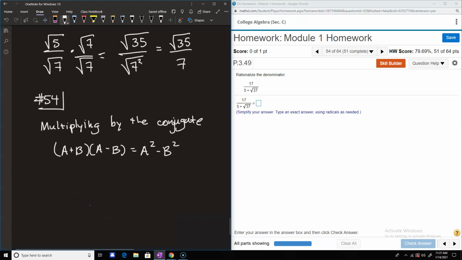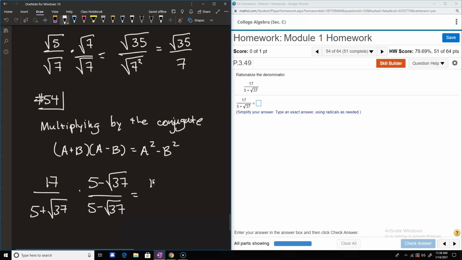So when we have this expression, 17 divided by 5 plus the square root of 37, we again still need to multiply by something equal to 1, but now we have something more complicated in the denominator. You can't just multiply by the same thing because you would still have radicals left over from the FOILing process. So we need to multiply by the conjugate. So here a is acting like 5 and b is acting like the square root of 37. So I'm going to multiply by 5 minus the square root of 37 on top and bottom. So that is my clever form of 1 for this problem.